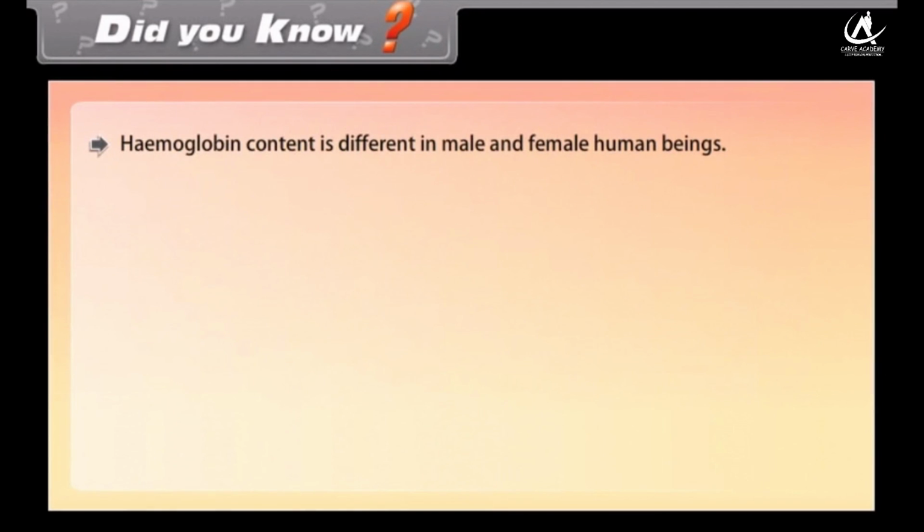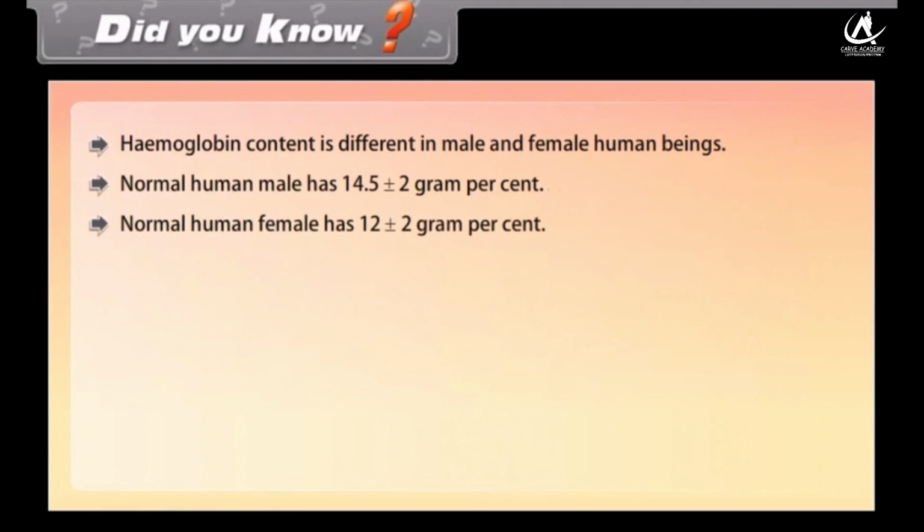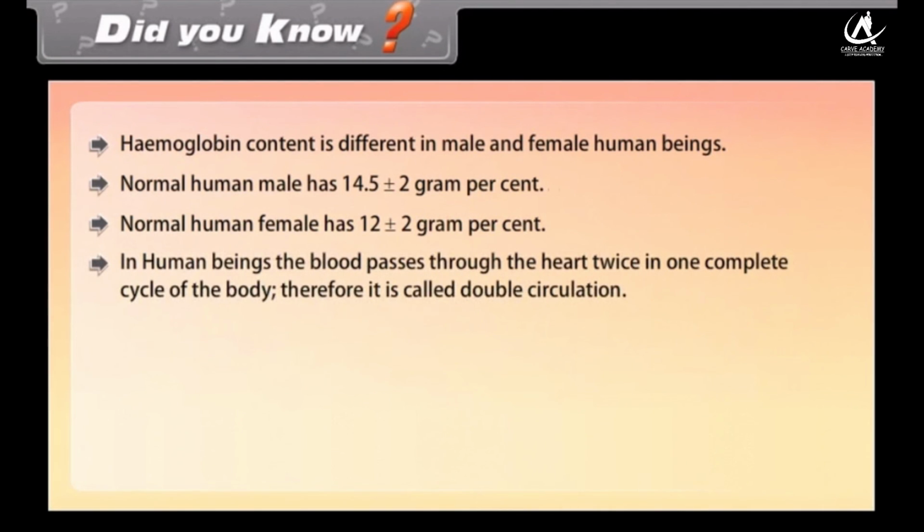Did you know? Hemoglobin content is different in male and female human beings. Normal human male has 14.5 plus or minus 2 gram percent. Normal human female has 12 plus or minus 2 gram percent. In human beings, the blood passes through the heart twice in one complete cycle of the body. Therefore, it is called double circulation.